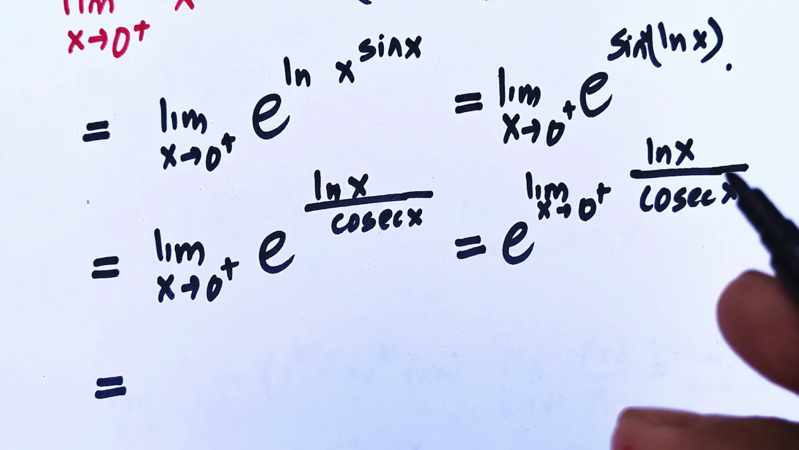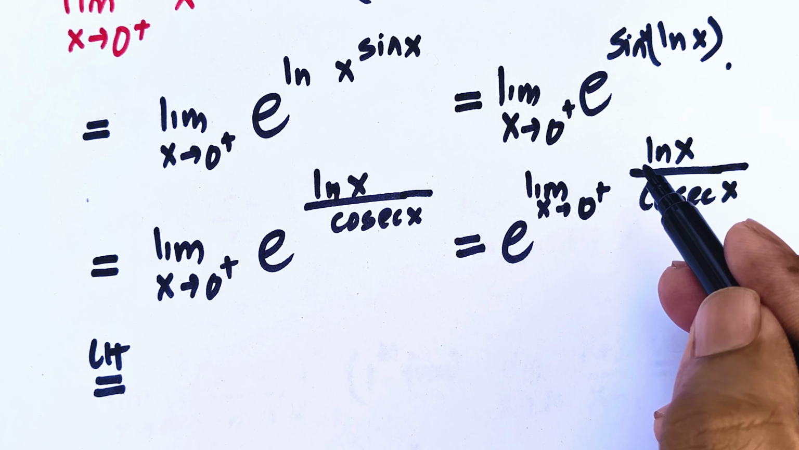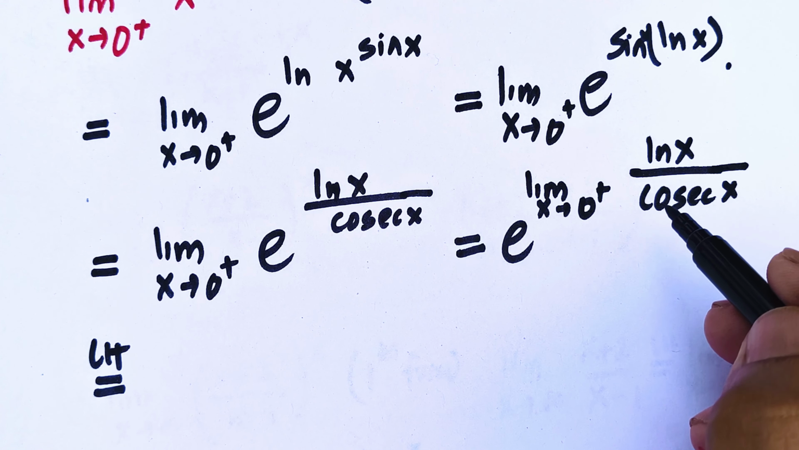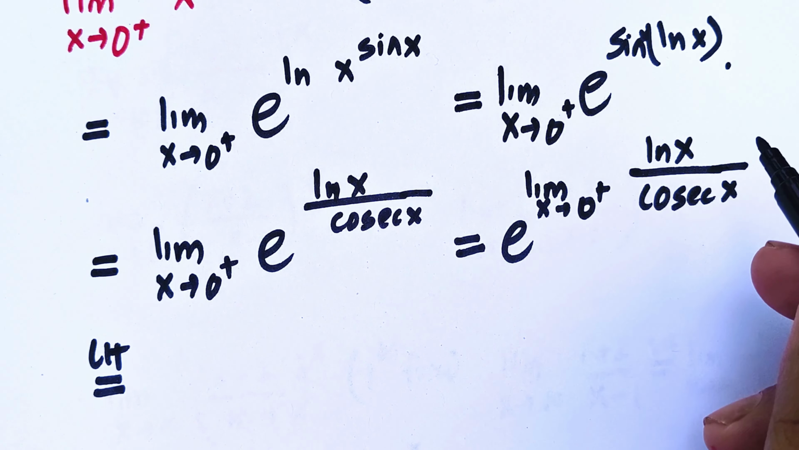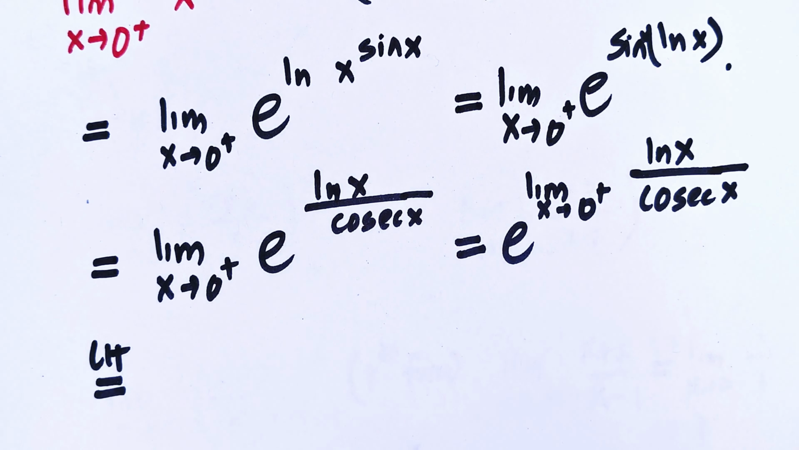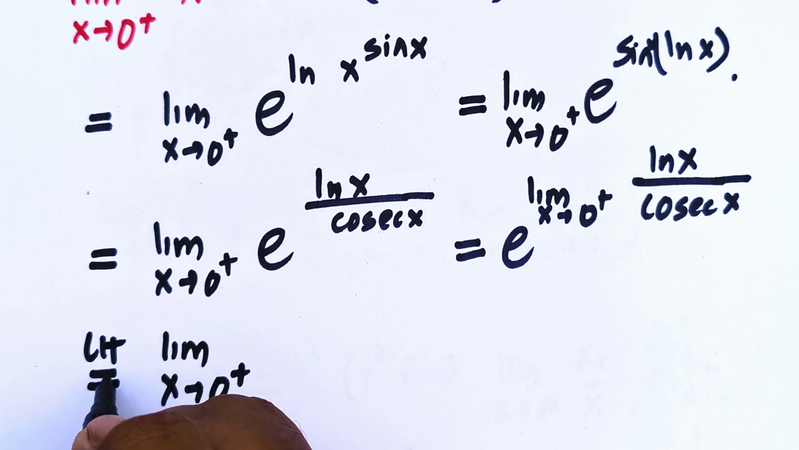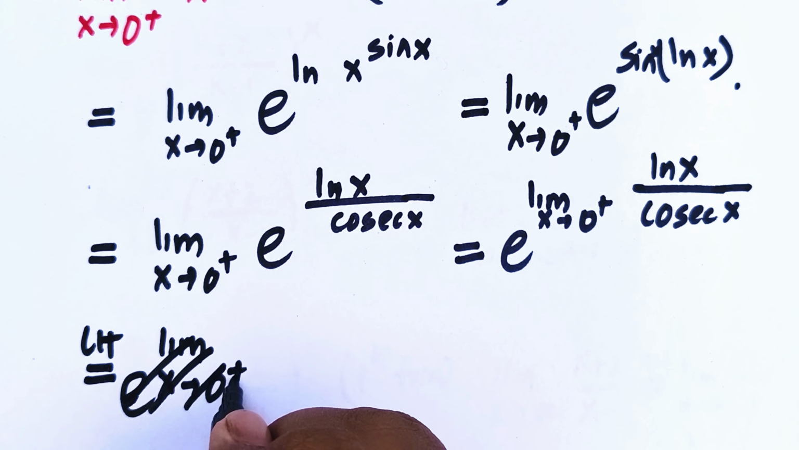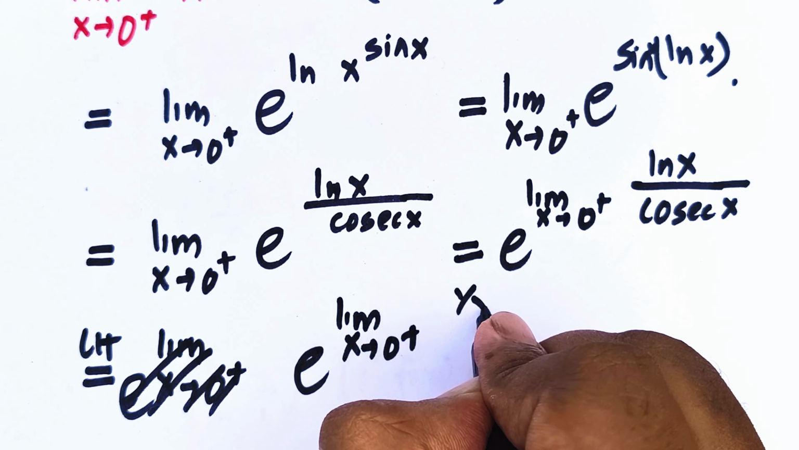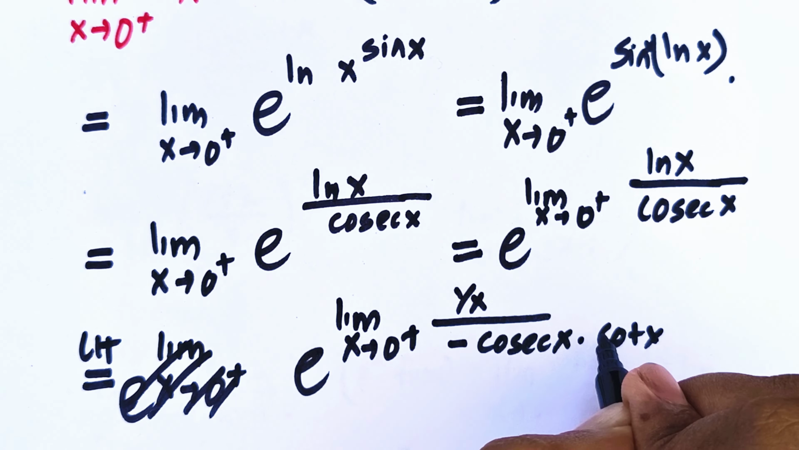And this is in infinity over infinity form, so we can apply L'Hopital rule, because when you approach 0 from the positive side, ln of x goes to minus infinity, and sin x from the positive side goes to 0. So 1 over sin x, which is cosec x, goes to infinity. So this is in infinity over infinity form, so you can apply L'Hopital rule. So this becomes e to the power limit x goes to 0 plus derivative of ln x, which is 1 over x, then derivative of cosec x, which is minus cosec x times cot x.